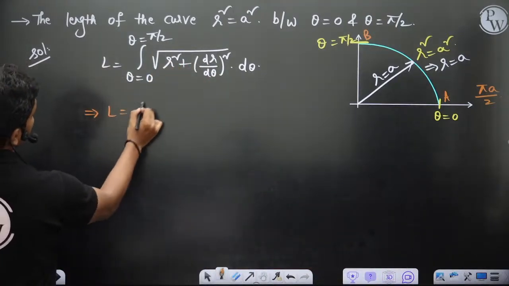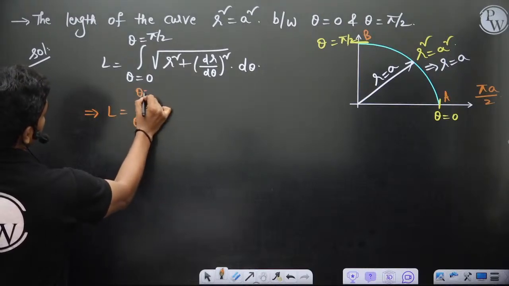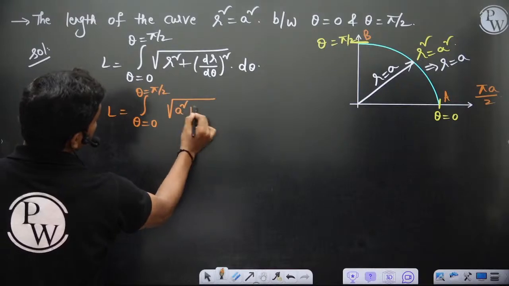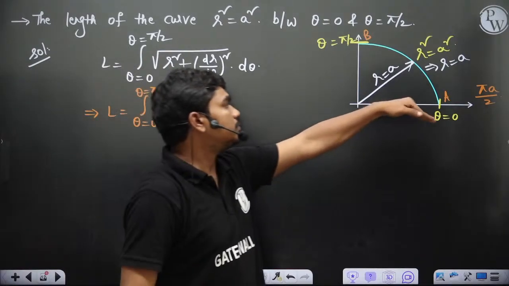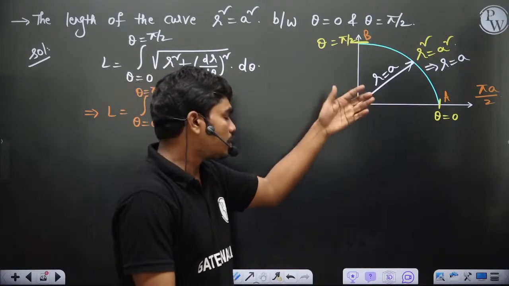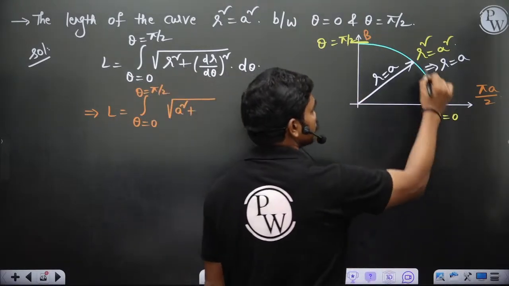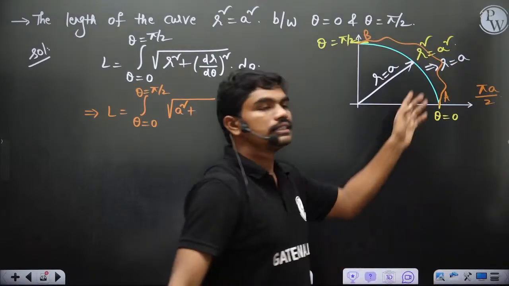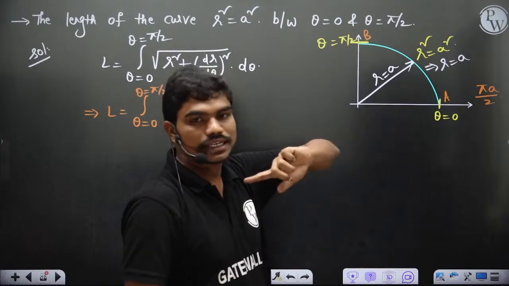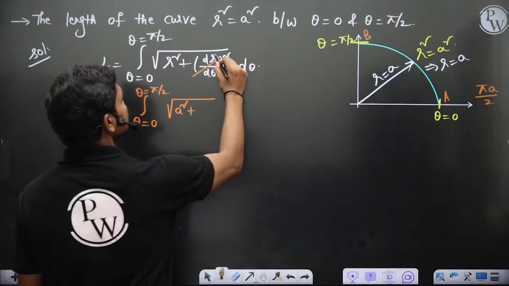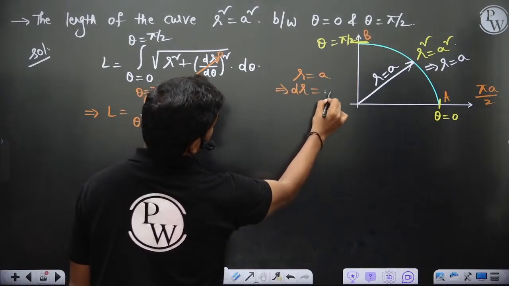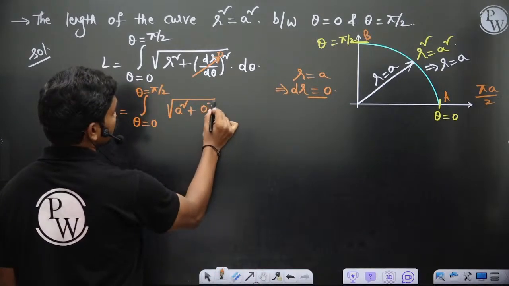So L is equal to integral theta equal to 0 to theta equal to pi by 2 square root of r square. So r square value is a square on this curve plus dr by d theta. Now from theta equal to 0 to theta equal to pi by 2, r is constant. Okay, r is not depending on theta. In all cases, if you have a general curve something like this, then r is depending on theta, of course. So r value changes from theta to theta, but in this case it's a constant value. So this dr by d theta is 0, of course. Okay, so r is equal to a is a constant, so dr is 0. So 0 d theta.